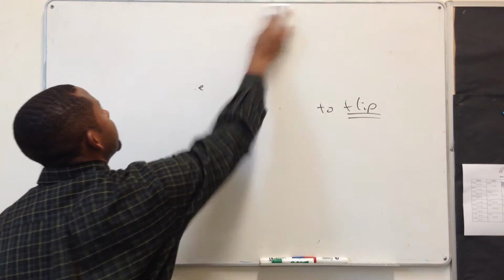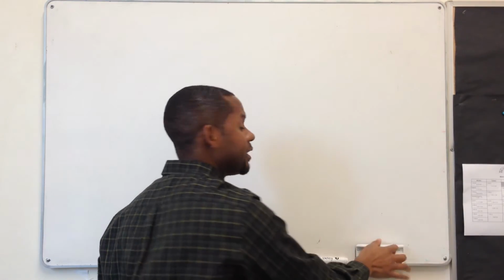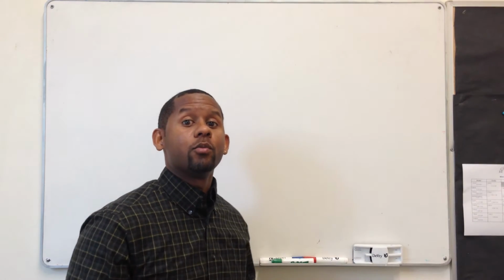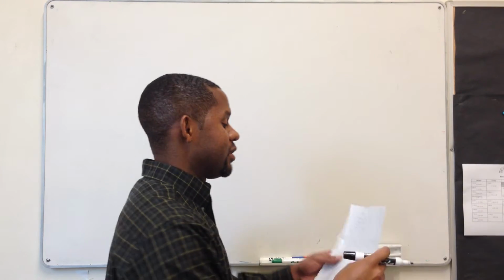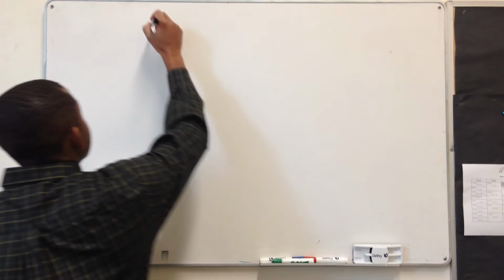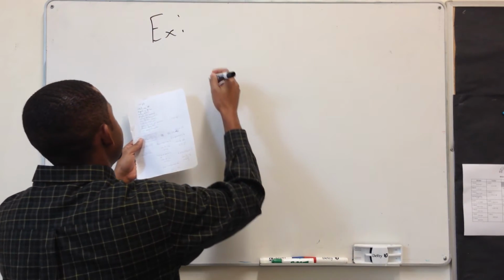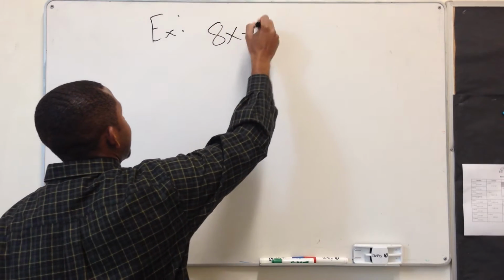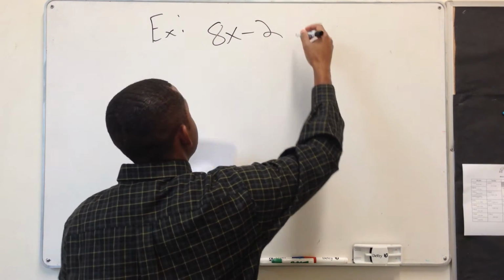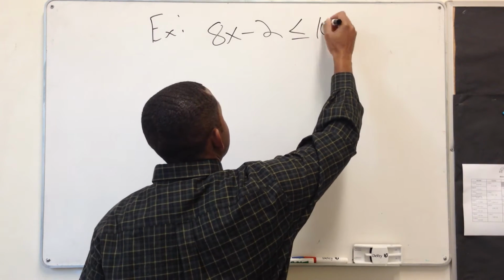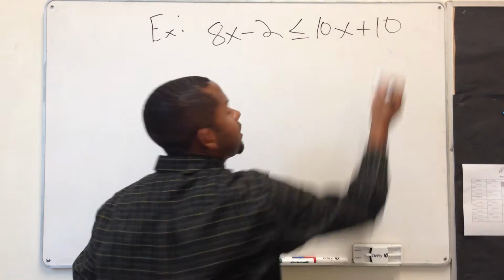Hopefully this will be a quick video for you guys, because I'm really just going to go through a couple of problems. I'm going to put them up here. You're going to do them on your own. Then I'm going to do it and you can check it. Alright? So that first example says, we'll start, keep it kind of simple. It says 8x minus 2 is less than or equal to 10x plus 10.